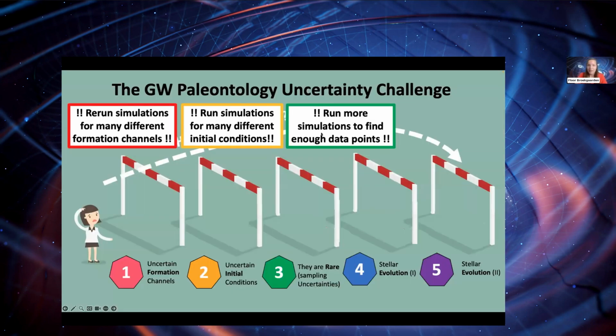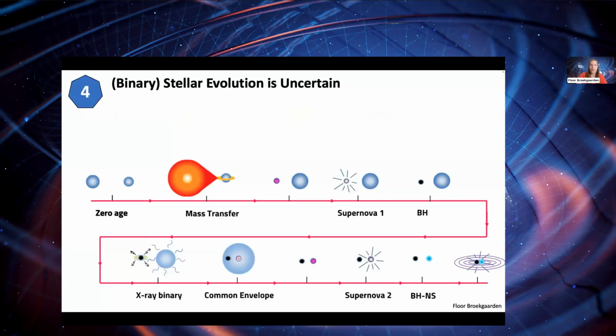So yeah, in practice, we have to run our simulations even longer, like 1,000 times longer than your typical simulations maybe, just to make sure we find enough of these data points to begin with, so we can make a fair comparison. Now we get into maybe the two biggest challenges, where the first one is that the stellar evolution is actually very, very uncertain.